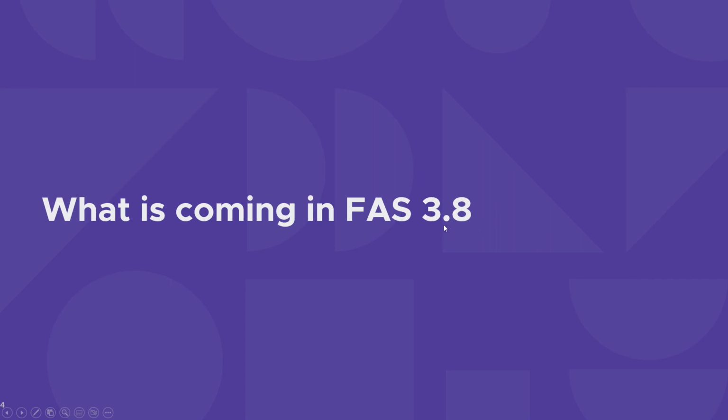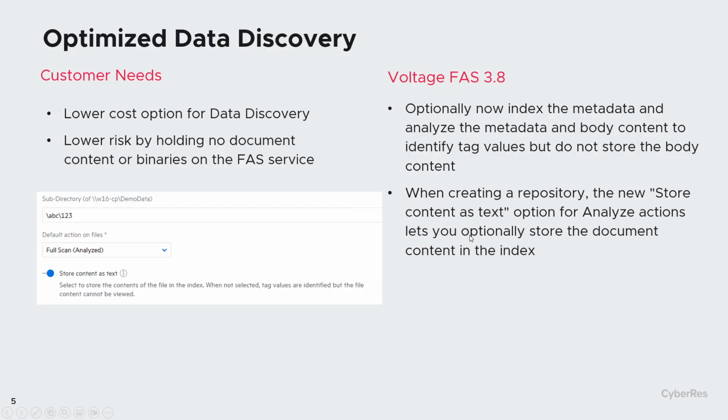So let's dive into the detail of 3.8, the one that we've just been going through the release process of. So let's talk about the first option. The first major feature is the optimized data discovery. The customer need here was that customers wanted a lower cost option for data discovery and also a lower risk option. Basically, they wanted to hold inside the FAS service no document content or binaries at all, but they still wanted to discover where sensitive data was.